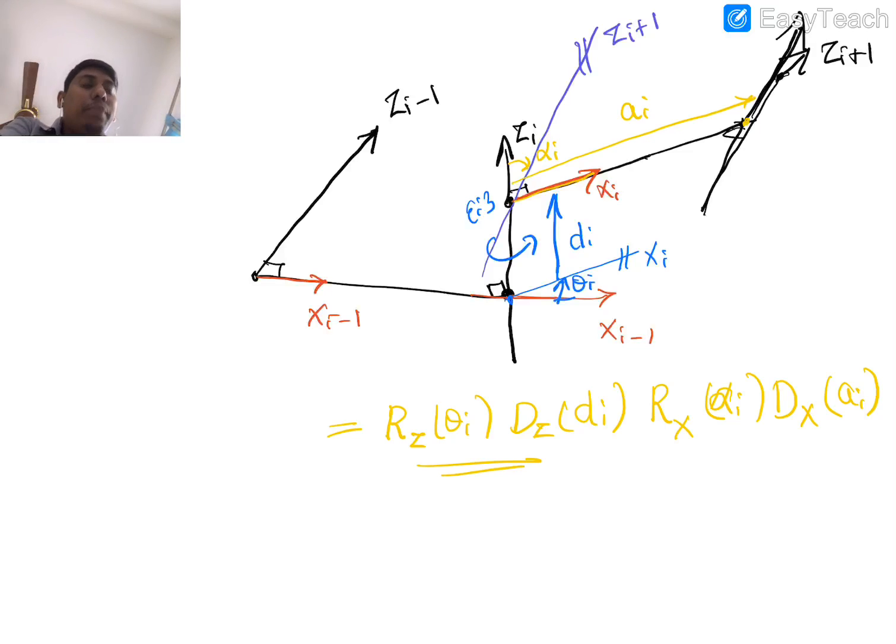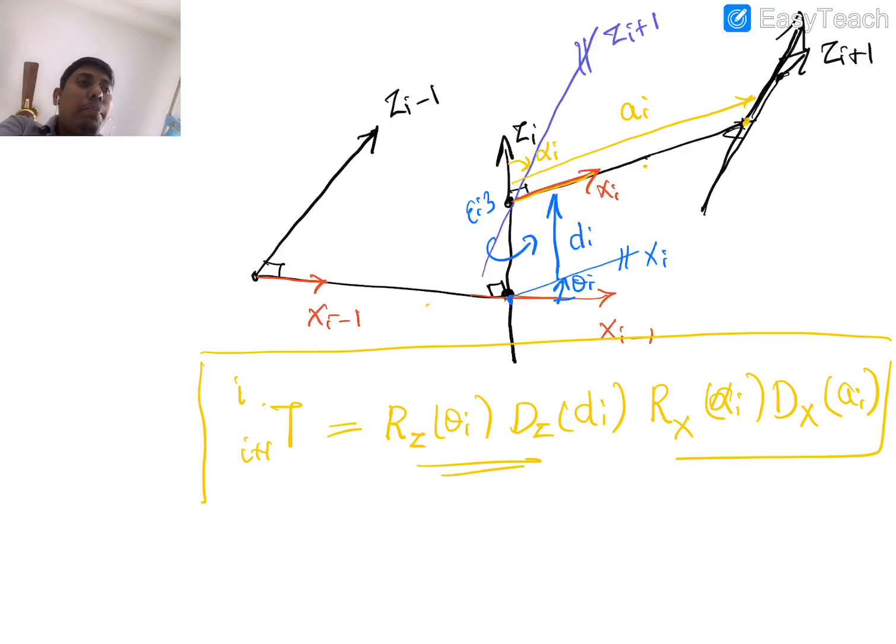But here, as per this case, this is link I minus 1, this is link I. So this is what you call the transformation matrix, the transformation matrix of I plus 1 to I. Okay, this is the original notation we are supposed to follow.